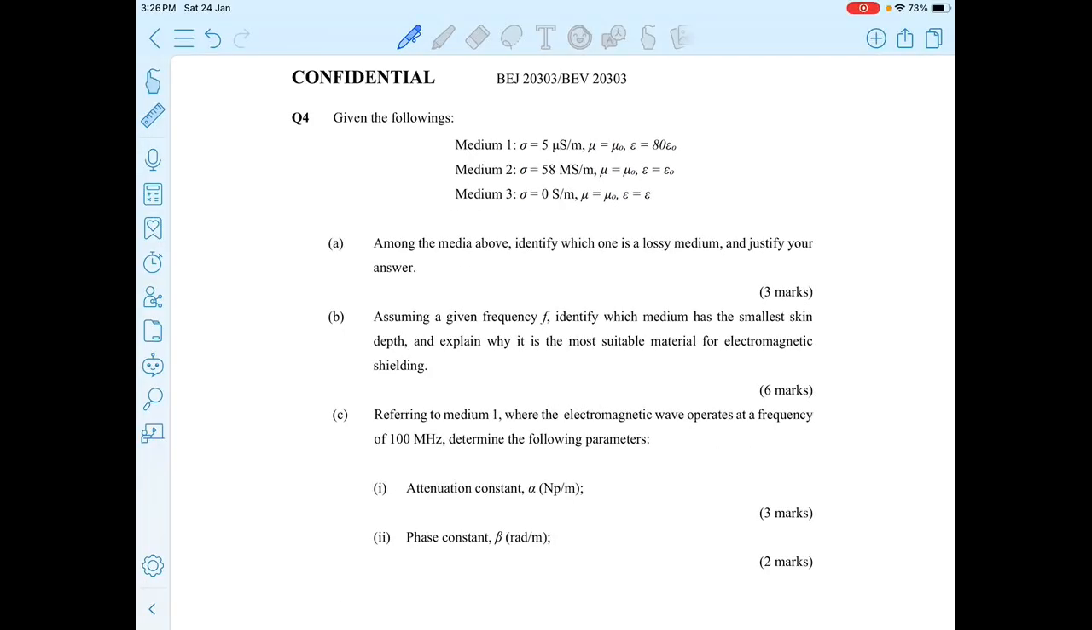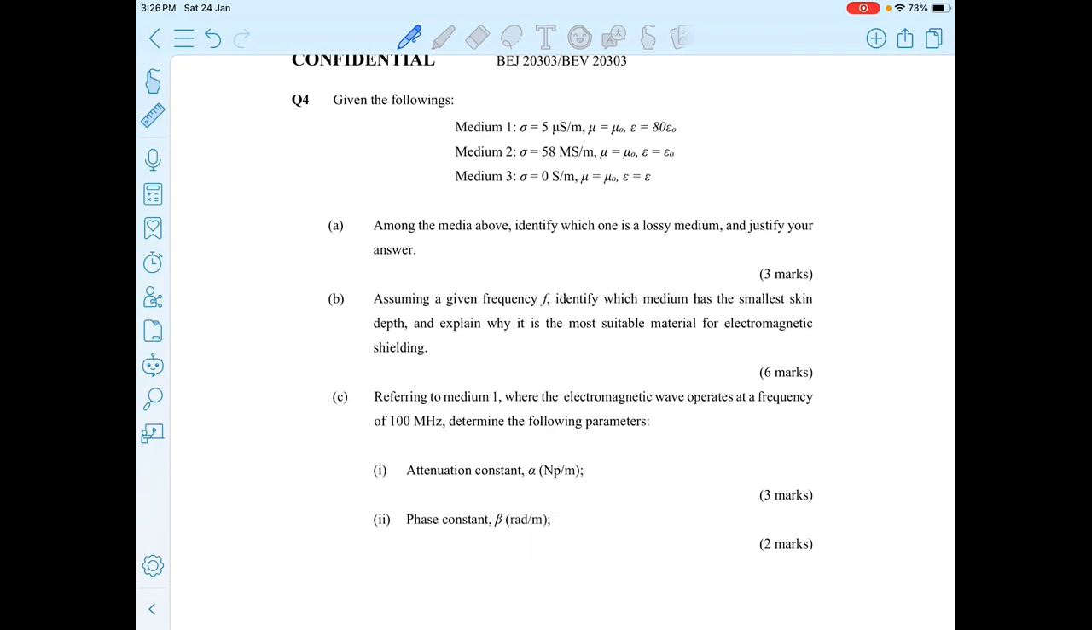Before you determine which one is the lossy medium, you must recall what kinds of medium we have. We have lossy, lossless, free space, and good conductor. These are the 4 mediums that we are dealing with in chapter 4.